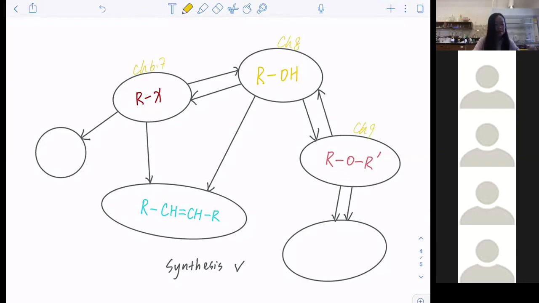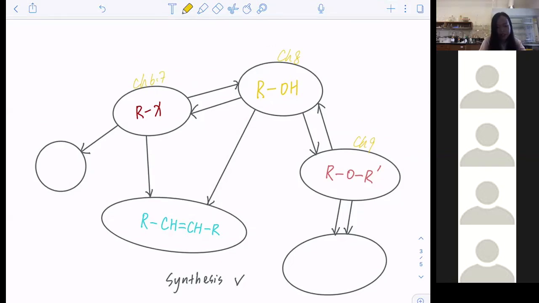If you don't know what I'm talking about, you can just think about each chapter as a city. We are responsible to teach you that you can make alcohol from haloalkane, or you can use alcohol to make ether in chapter 9. But it's your responsibility to link them together.